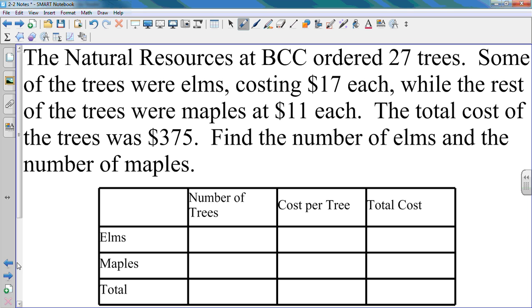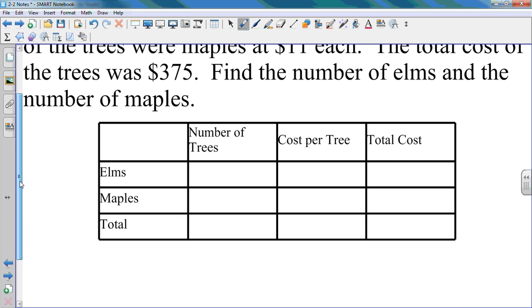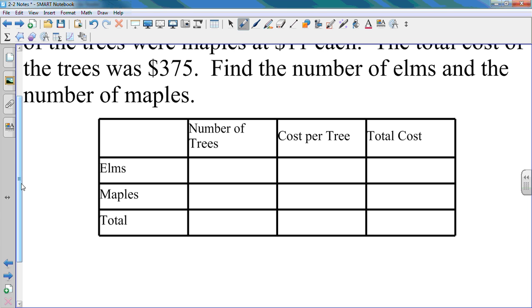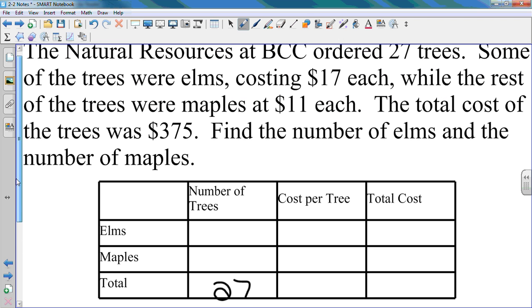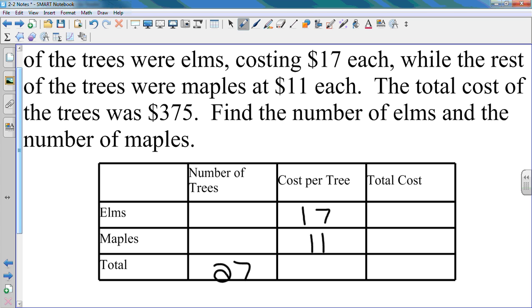Well, what do I know, first of all? I know I have 27 trees. I know that they cost $17 each. Here's the best way that I have found to solve a problem that looks like this. Make a box, figure out what you know. It's 27 trees total. What else? The cost of the trees. What's the cost of an elm tree? $17. What's the cost of a maple tree? $11. Do I know anything else in this box? The total cost of all the trees is $375. Now, I'm missing how many trees I bought of each one. I know I bought a total of 27, but I don't know how many elm and how many maple I bought. So what would be a good start? How many elm trees did I buy? Okay, let's say I bought x elm trees.